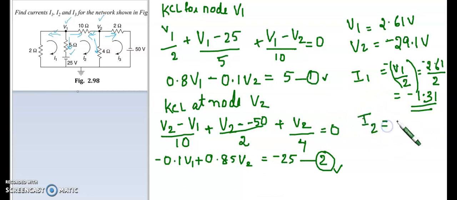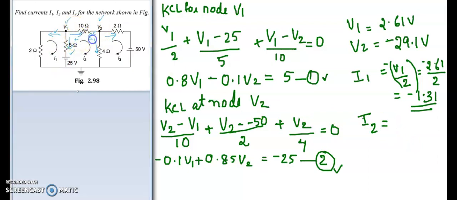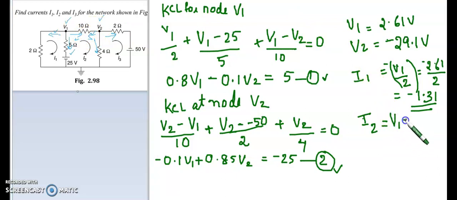Now let us find I2. I2 is equal to the current in the second loop. I2 is supposed to flow in this direction, so it has to flow like this. Therefore it should flow in this direction. So we can take V1 minus V2 by 10. So we can write I2 is equal to V1 minus V2 by 10.